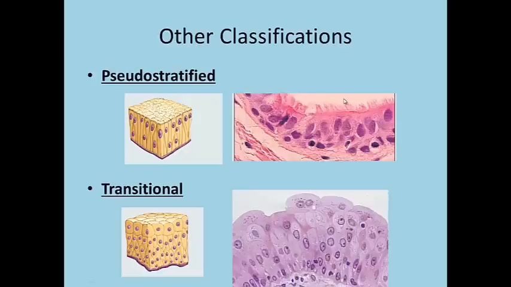You can see in this example that oftentimes these will have cilia, so that might help you in your identification, but be sure to pay attention to that in the lab today.